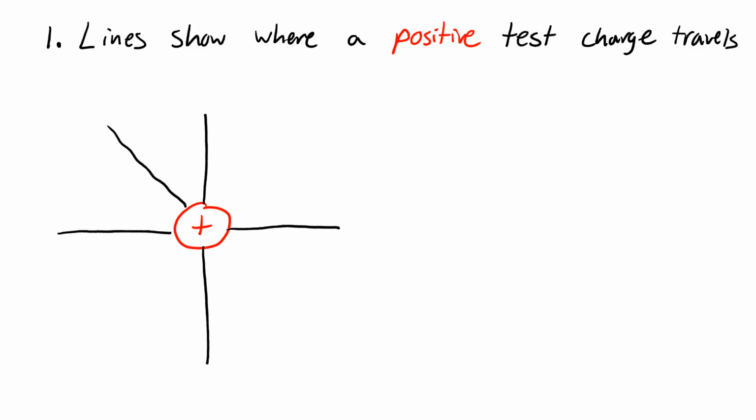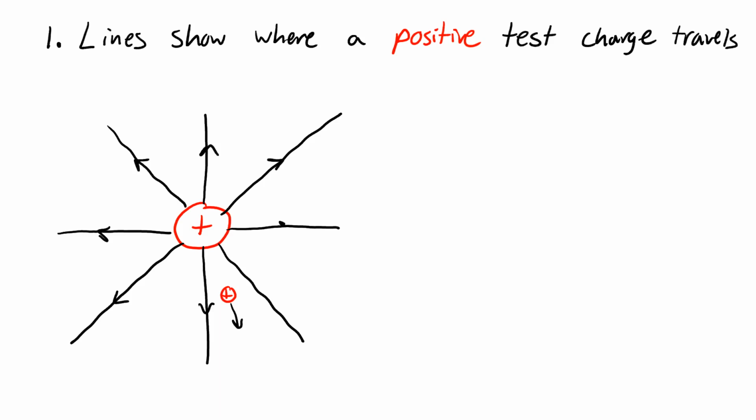But now you have a choice. What direction do you want to make the arrows going? Are they going out of the positive charge or are they going into it? Well, if you put a positive test charge here, the positive repels the positive. So all of these field lines are showing that at this position, if you put a positive test charge, it's going to go away.